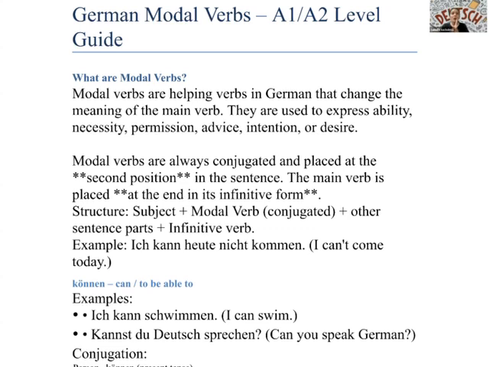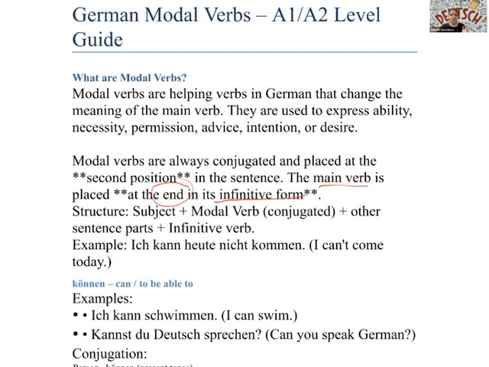Modal verbs are always conjugated and placed at the second position, which means the general rule that the verb will always be at the second position in the sentence and in the conjugated form. We conjugate the verb as per the subject of the sentence. But here, the modal verb will be at the second position in the conjugated form, and the main verb goes to the end of the sentence in its infinitive form.